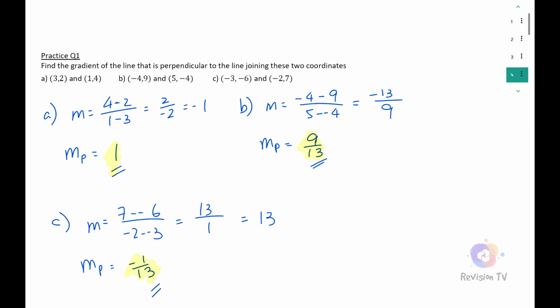Here are the answers. Question A is 1, because if you flip a negative 1, it's just a 1. It's the negative reciprocal, so change the sign. The next one is 13, and minus 1 over 13.